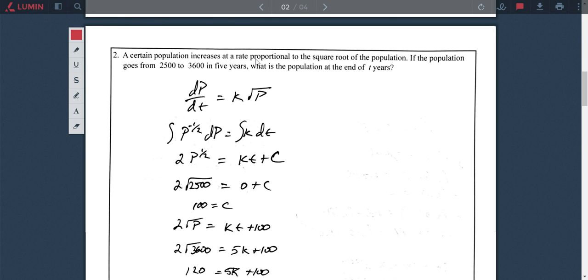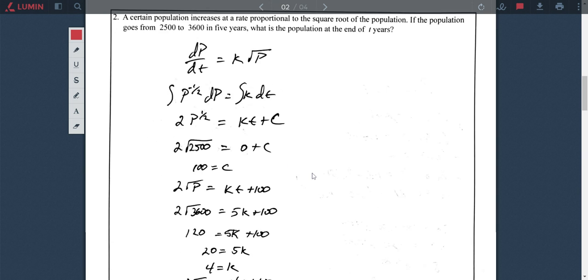so population increases at a rate proportional to the square root of the population. So dp over dt equals k times the square root of p. I'm going to divide by the square root of p. Again, it moves to a negative exponent since it's an exponent of other than 1. Integrate that, gives me 2p to the 1/2. Integrate the right side, kt plus c.